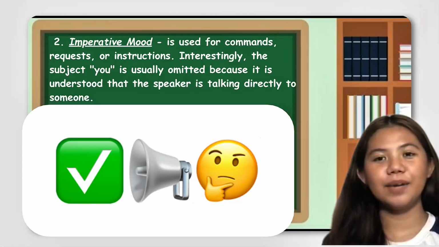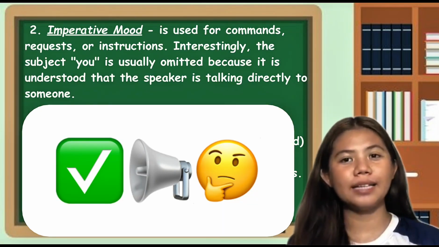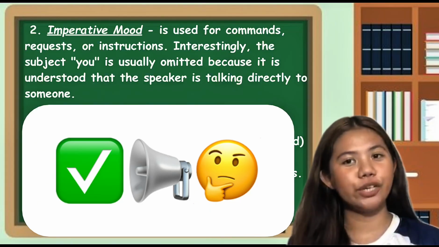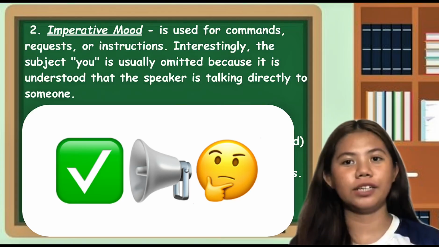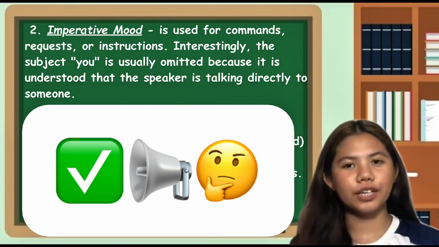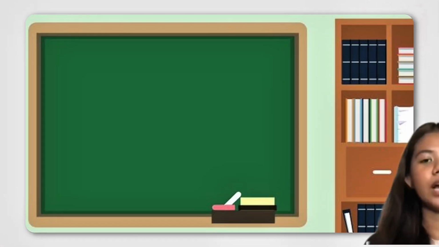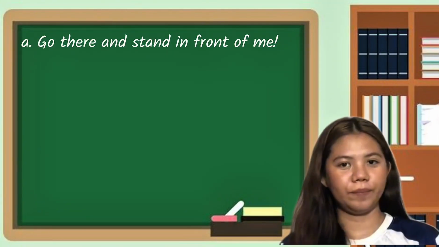As we have understood indicative mood, let's learn imperative mood. The imperative mood is used for commands, requests, or instructions. Interestingly, the subject you is usually omitted because it is understood that the speaker is talking directly to someone. Simply, it is another mood of a verb which expresses a request, command, or instruction. So for example, go there and stand in front of me.